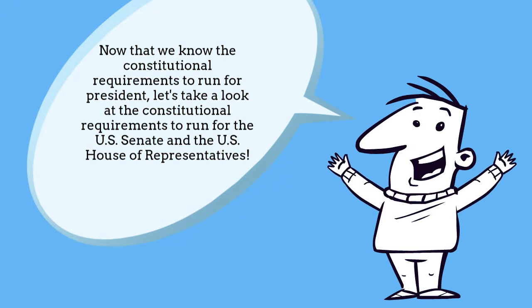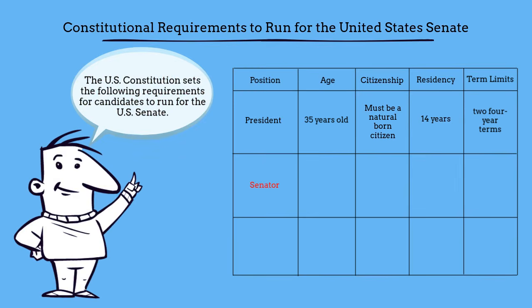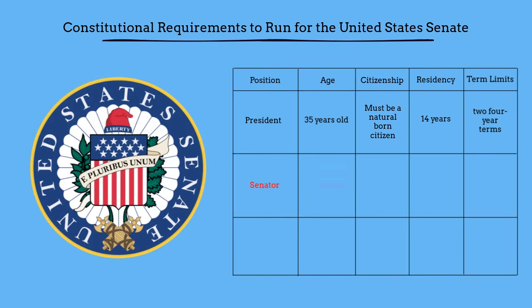Now that we know the constitutional requirements to run for president, let's take a look at the constitutional requirements to run for the U.S. Senate and the U.S. House of Representatives. The U.S. Constitution sets the following requirements for candidates to run for the U.S. Senate. 1. They must be at least 30 years old. 2. They must be a U.S. citizen for at least 9 years. 3. They must live in the state they are running to represent. And 4. They can serve an unlimited number of times for a 6-year term.